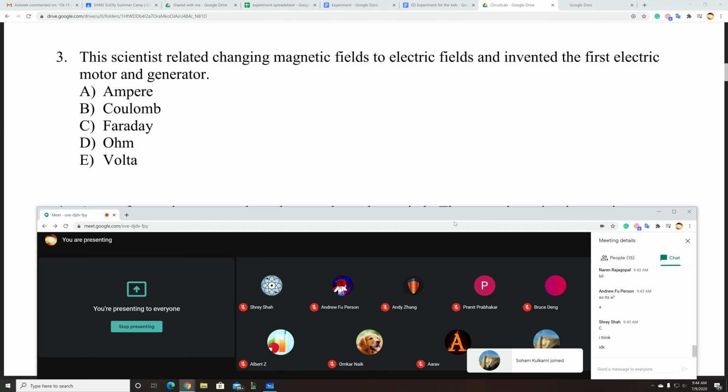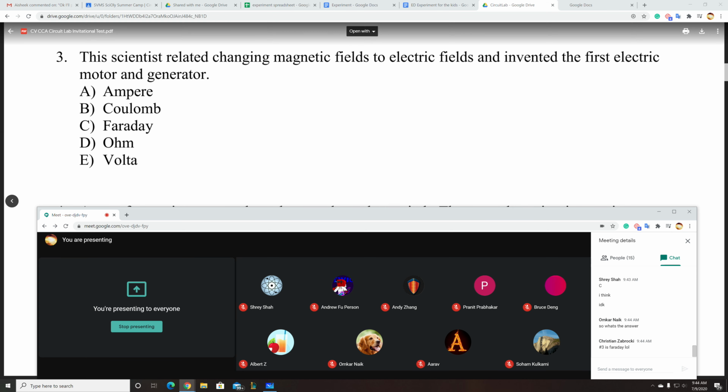Okay, let's look at number 3. A scientist related changing magnetic fields to electric currents and invented the first electric motor and generator. Oh, wait a second. I don't think you guys know this though. Do you guys know?